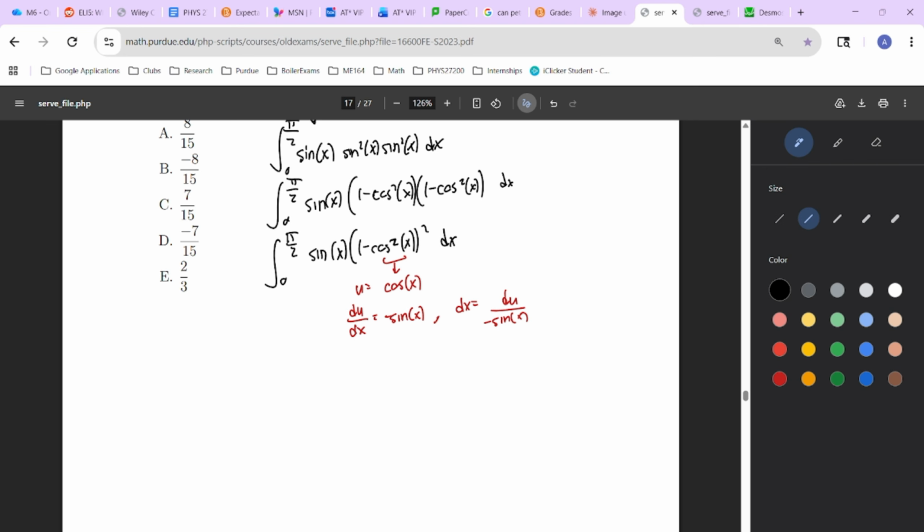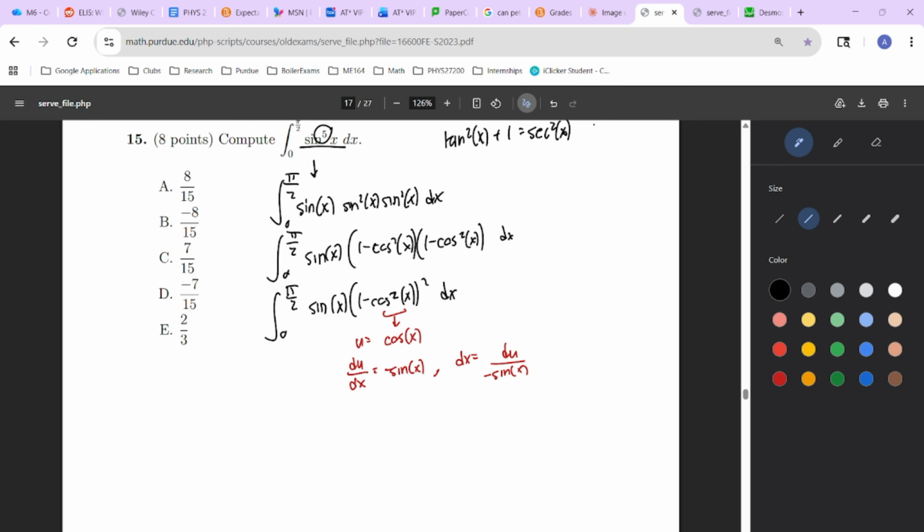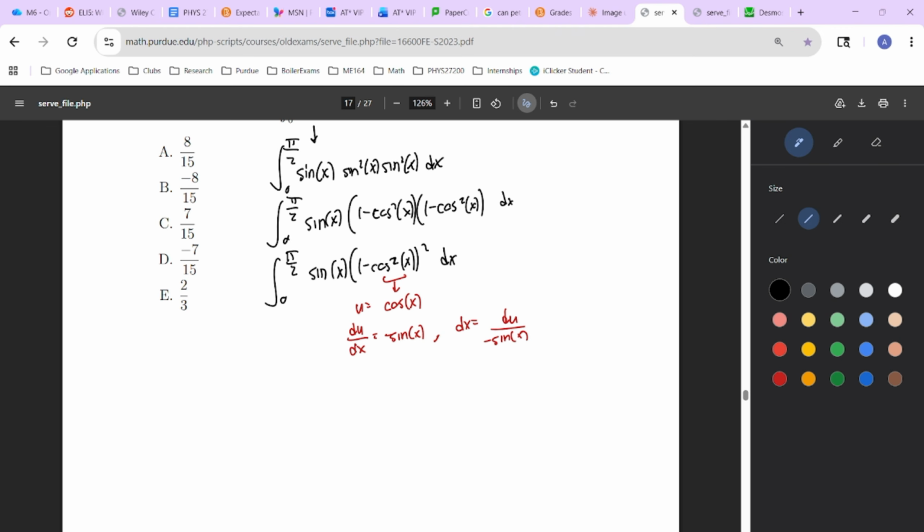But before we do that, let's evaluate the bounds now in terms of u. And that's pretty simple here. Originally, our bounds are in terms of x, but to convert them into terms of u, we simply plug them into our function of u here and solve for u at each of those points.